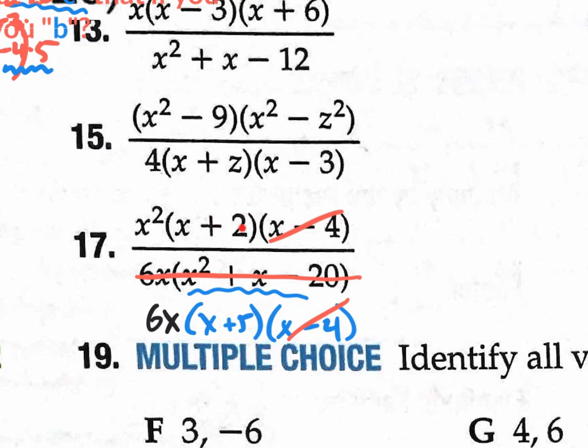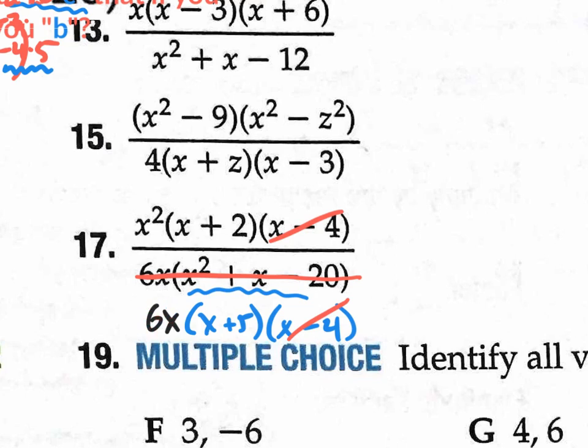Like I said, I cannot cancel the x plus 2 with the x plus 5. Can't cancel this x with that x because there's a plus sign involved. When we look at this outside x squared, what does that really mean? That really means x times x. So we do have multiplication within this monomial right here. And down here, we also have a monomial, 6 times x. So we do have multiplication in this monomial.